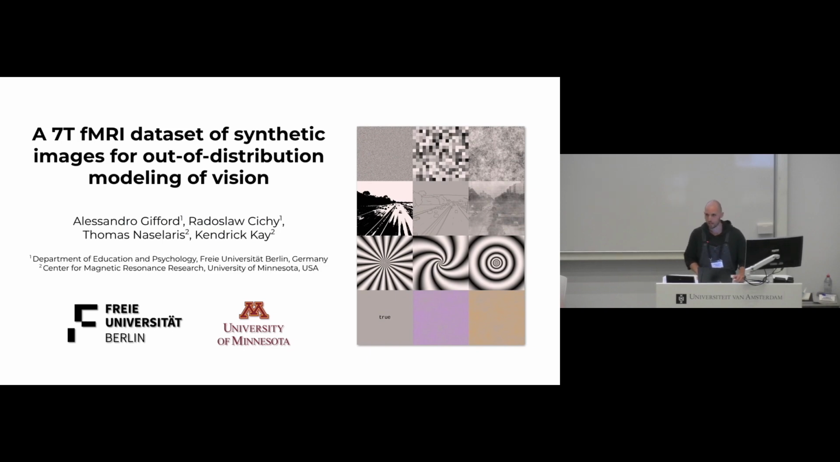Hi. In this talk I will introduce an out-of-distribution dataset of fMRI responses to synthetic images and show how NSD synthetic, this out-of-distribution dataset, enables out-of-distribution generalization tests which are critical for the development of more robust models of visual processing in the brain.